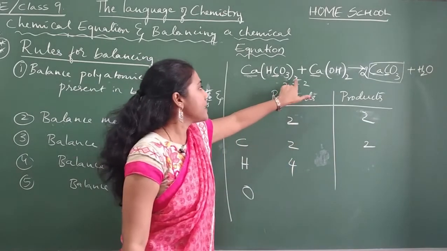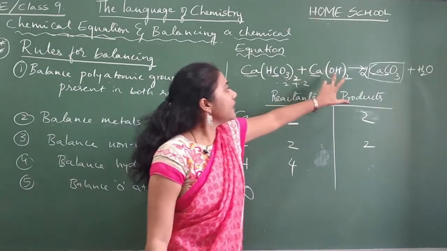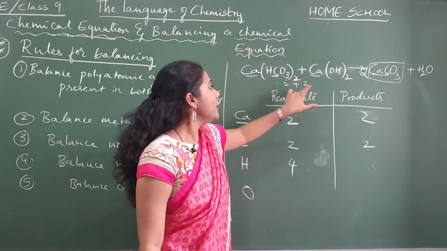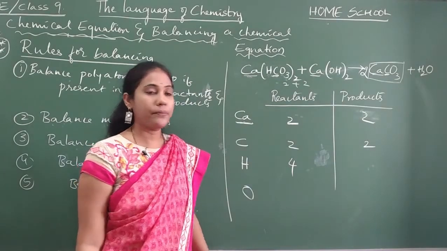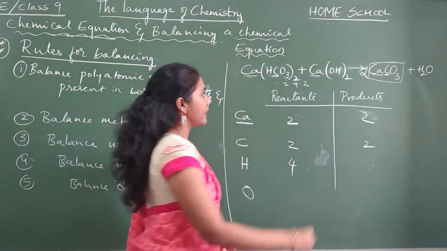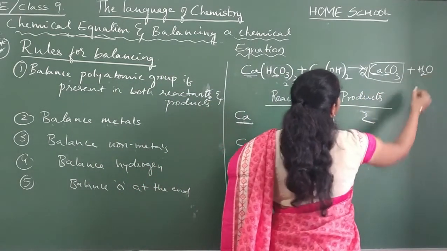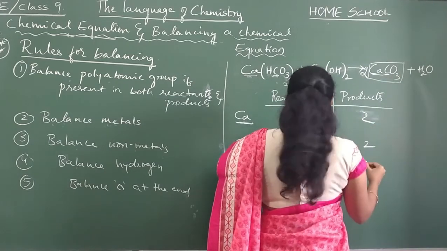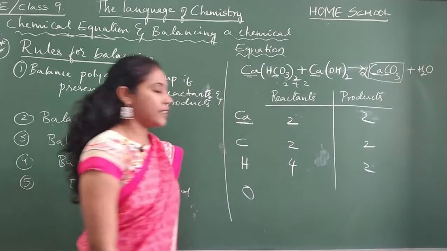3 2s are 6. Okay. So altogether here 2 hydrogens are there, here 2 hydrogens are there. Altogether 4 hydrogens are there in the reactant side. And product side, try to find out how many hydrogens are there, guys. How many are there? Only 2 hydrogens are there. Yes or no? H2O, 2 hydrogens are there.